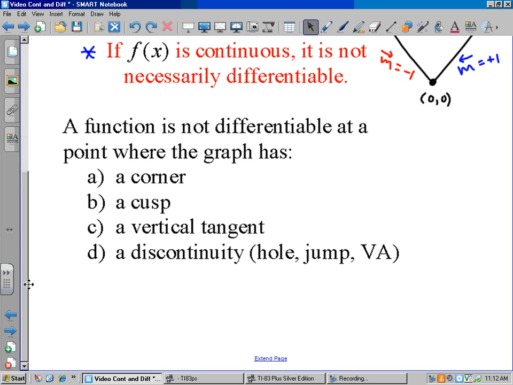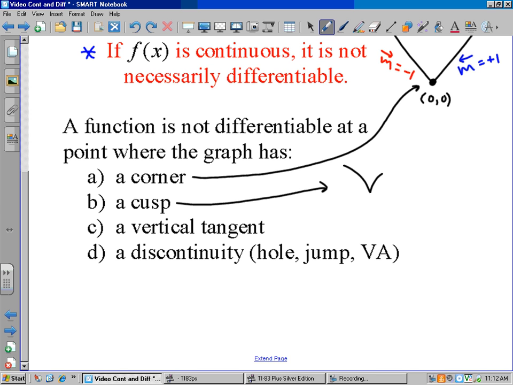So when is a function not differentiable? Well, when you have a corner. I think I just showed you that. At a corner, the left-hand derivative is not going to equal the right-hand derivative. At a cusp, do you know what a cusp is? A cusp is kind of like a point that is formed from a couple of different curves. I kind of call it a curved corner.